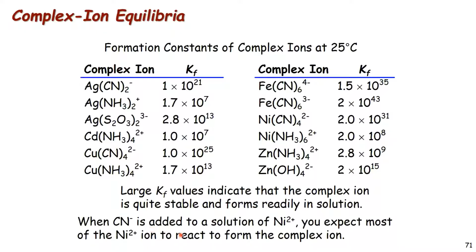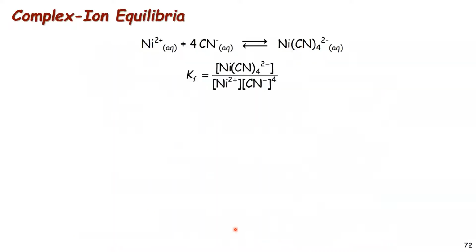Okay, so when CN- is added to the solution, you would expect most of the nickel ion to react to form the complex ion. Again, just saying that, hey, look, there's almost no nickel left. Now, if we wanted to solve this, this KF is large, it's huge.